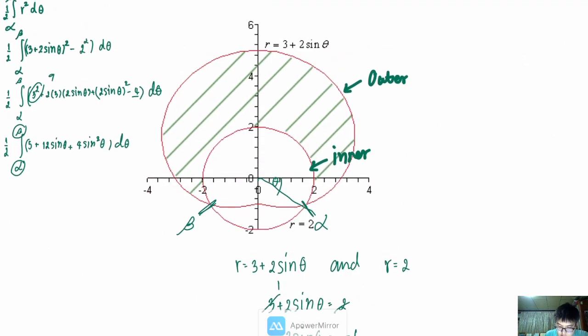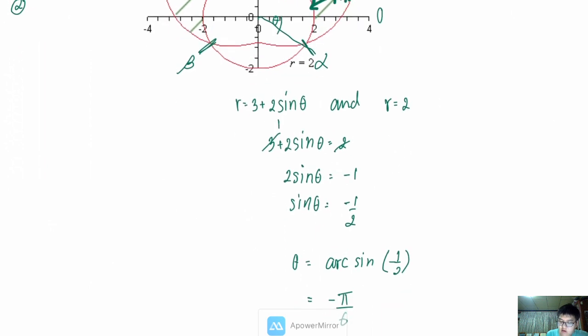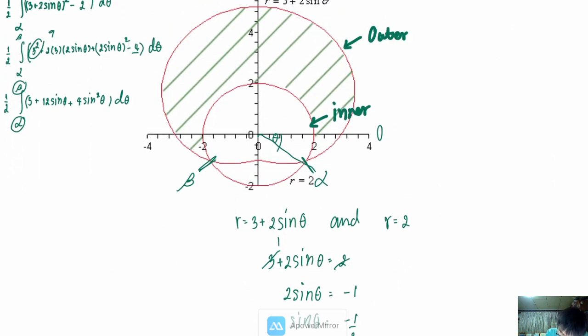You look at this graph. This is 0, and when we have a negative in front of the angle, this means we go clockwise. And clockwise by pi over 6, here, this one is pi over 6. This is alpha. Alpha equals minus pi over 6.